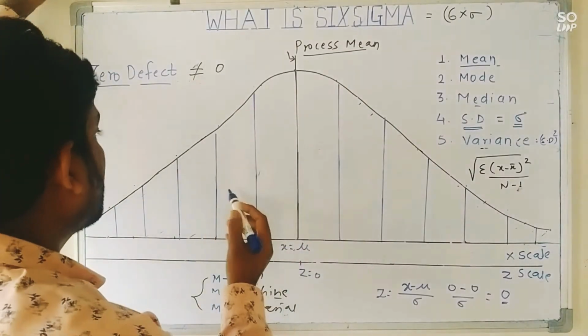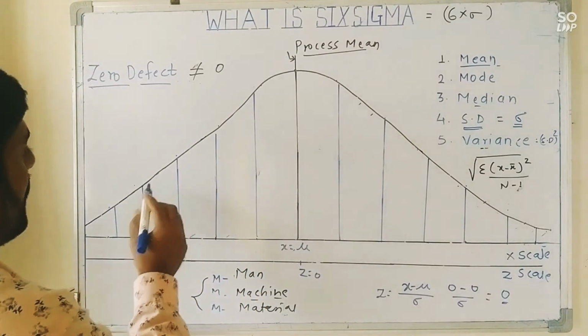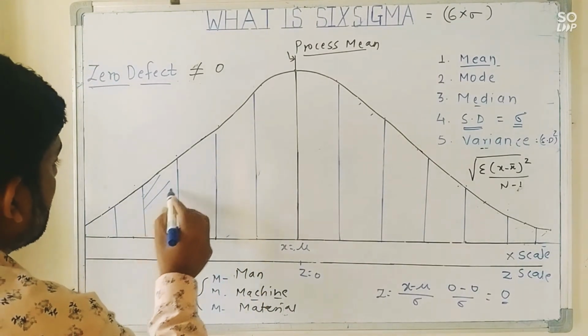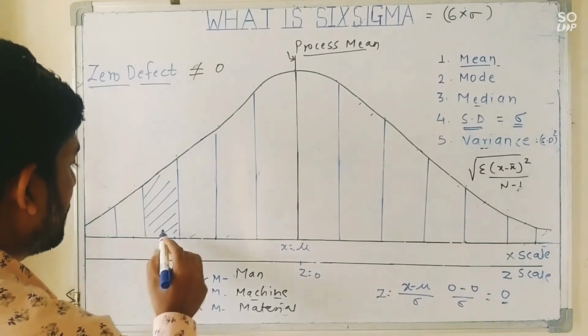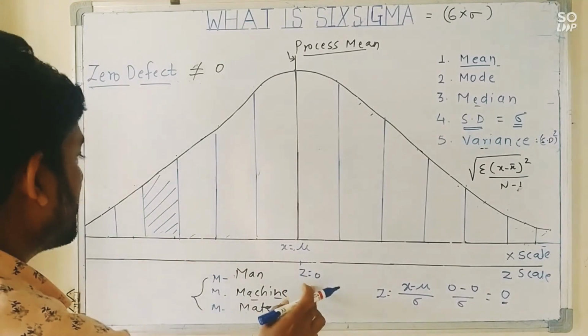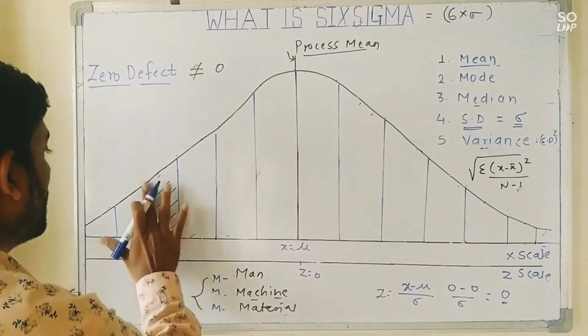Here you can see, suppose I would like to calculate the response of this region. How will I get that information? I can find it with the help of the z scale.